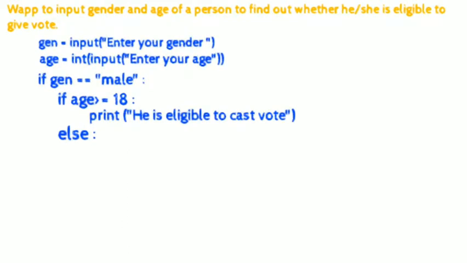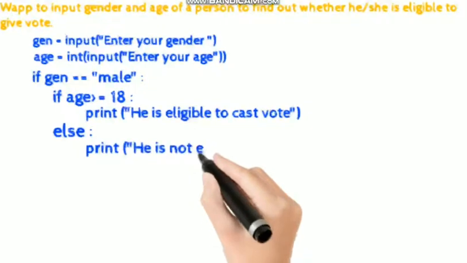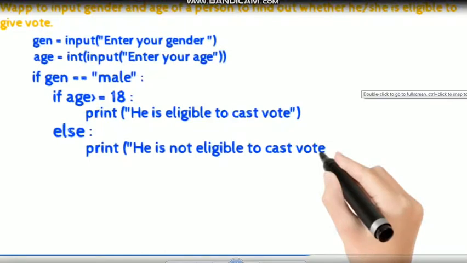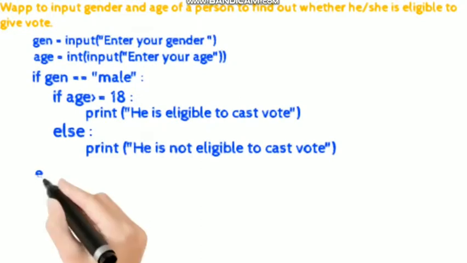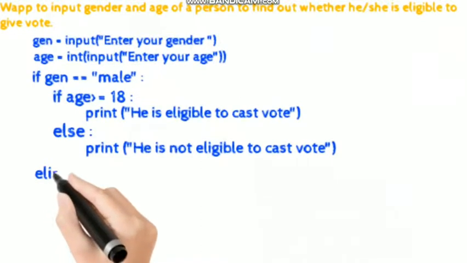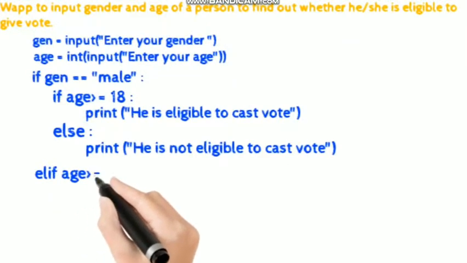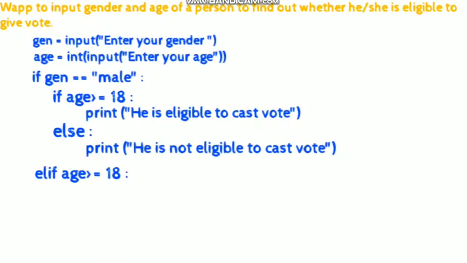That is the else statement I wrote inside the nested if, inside if below. So the else statement will go for the inner if. Now it is printing he is not eligible to cast vote. Now it is time to specify the else statement of outer if. So now the else statement, that is elif, because we need to compare the age again. So elif age is greater than 18, that is written. So this one we have written for female person.